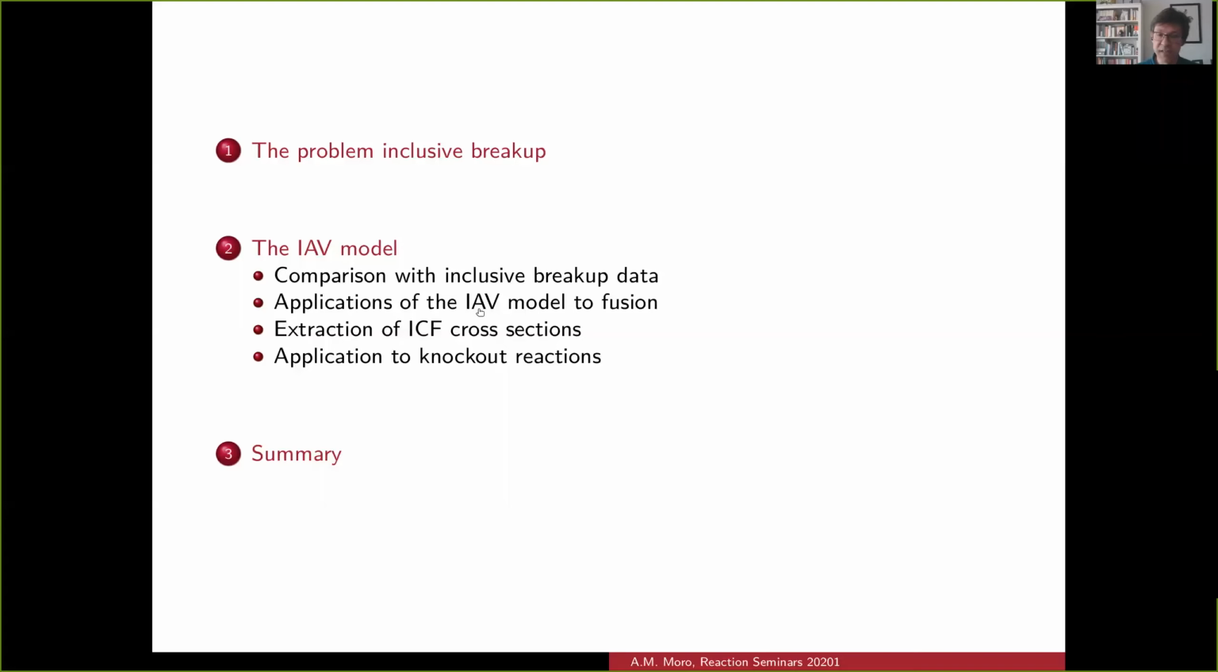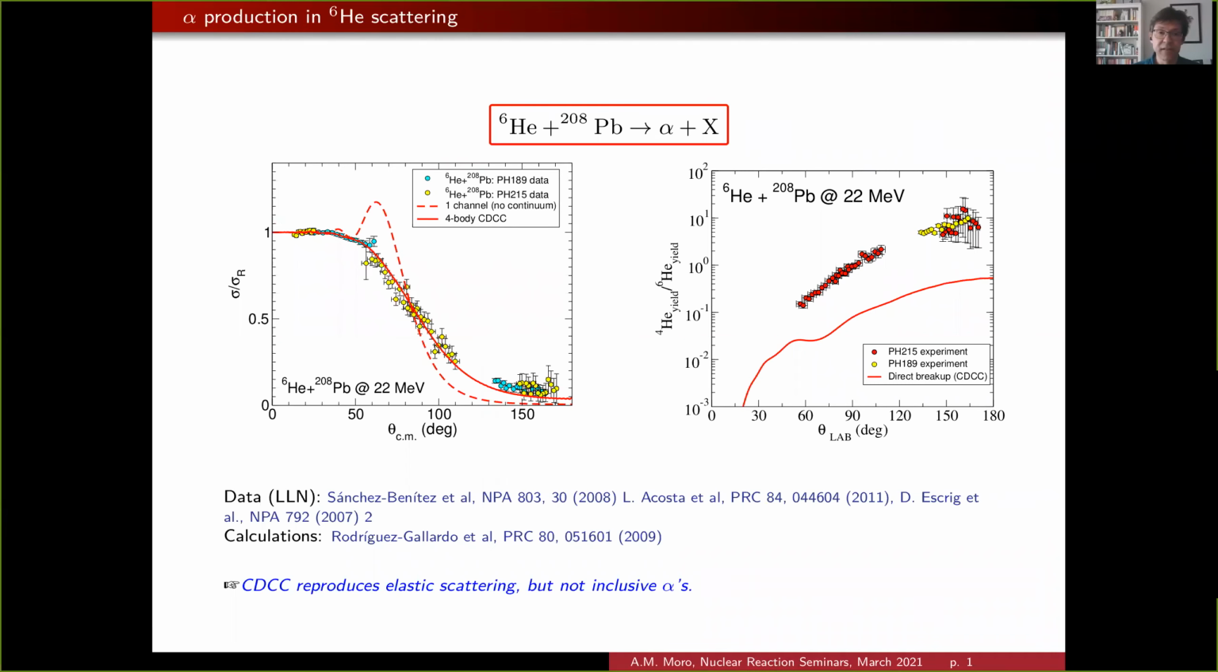And I will show some comparison with experimental data and some application of the model to some other kinds of reactions, like incomplete fusion reactions, including the so-called surrogate method. Finally, maybe if I have time, some very preliminary, very short application to the problem of knockout reaction studies. So the motivation, I will introduce it chronologically or historically.